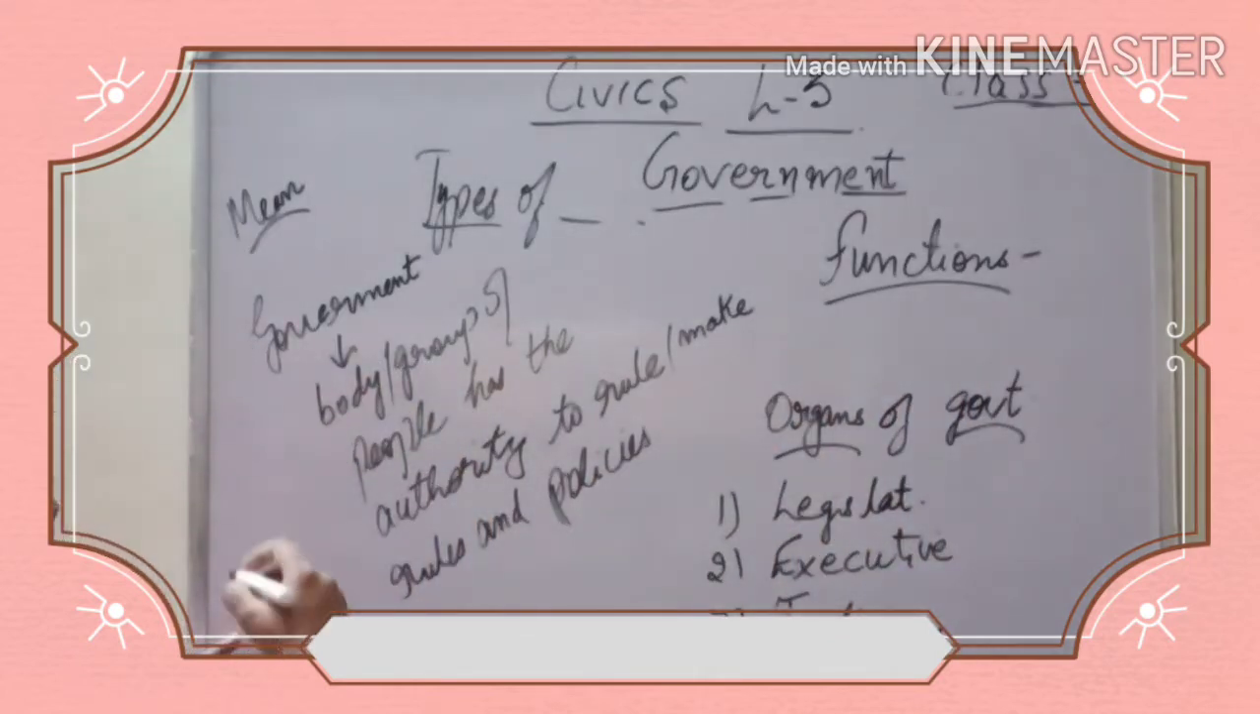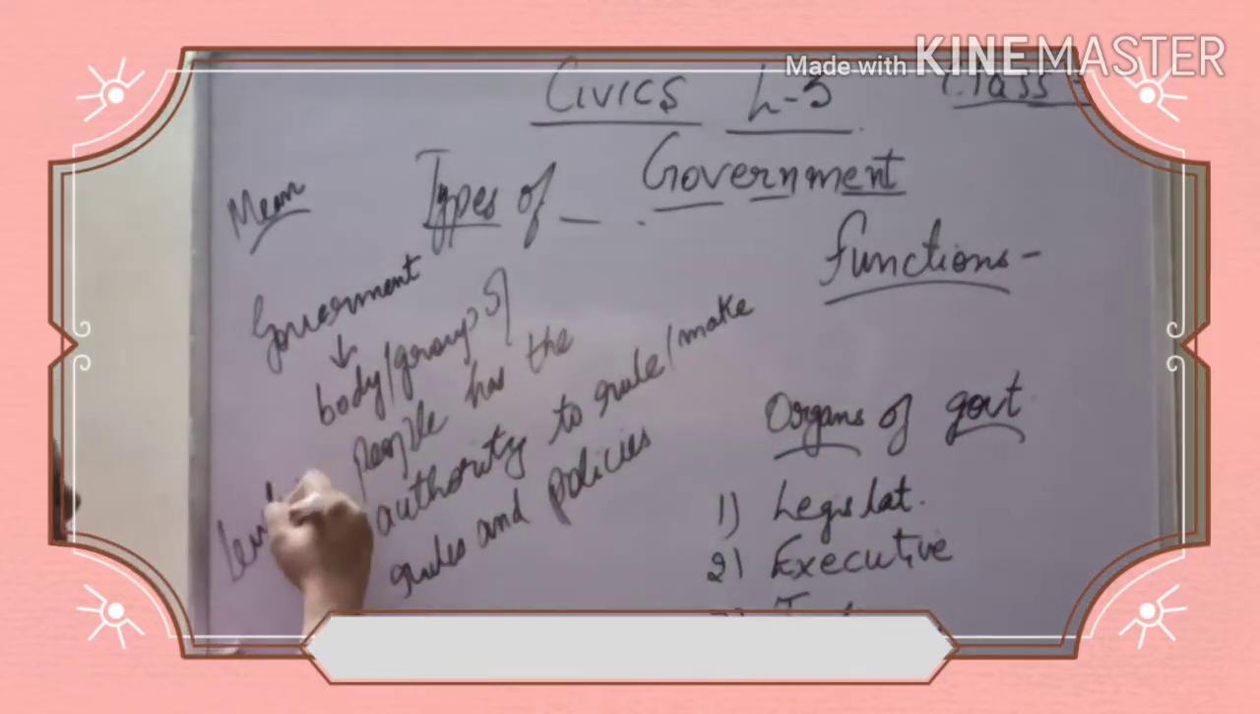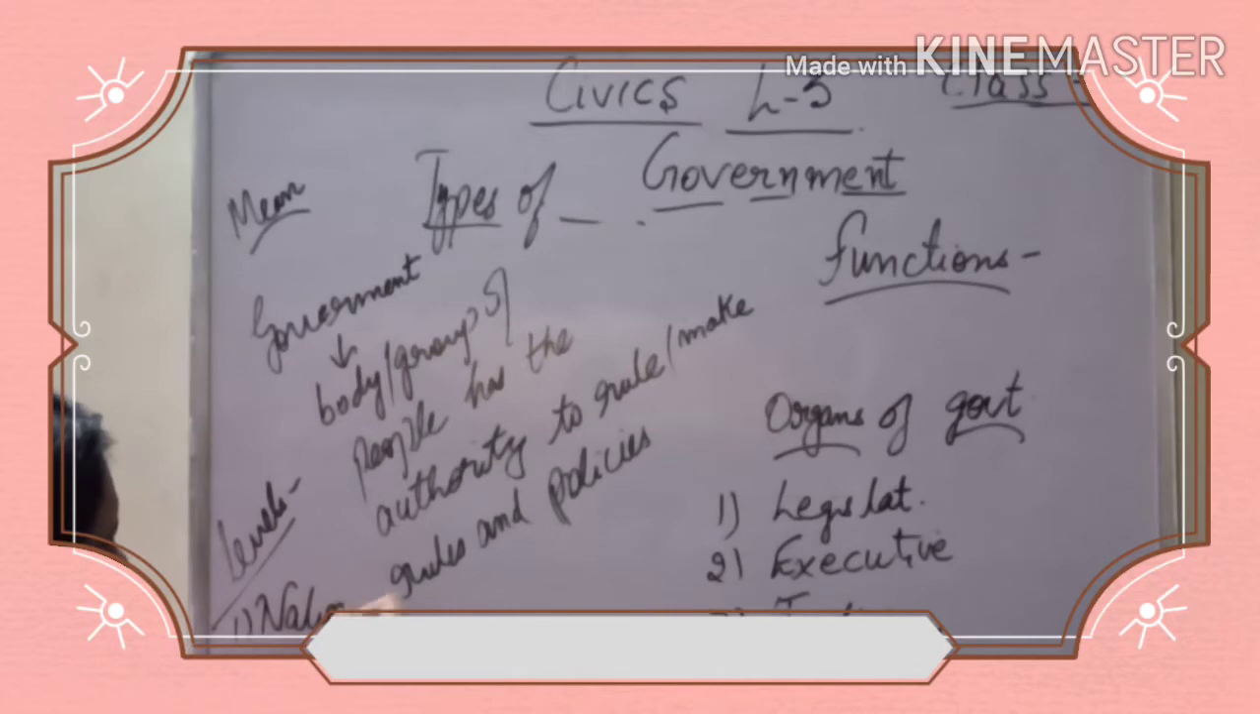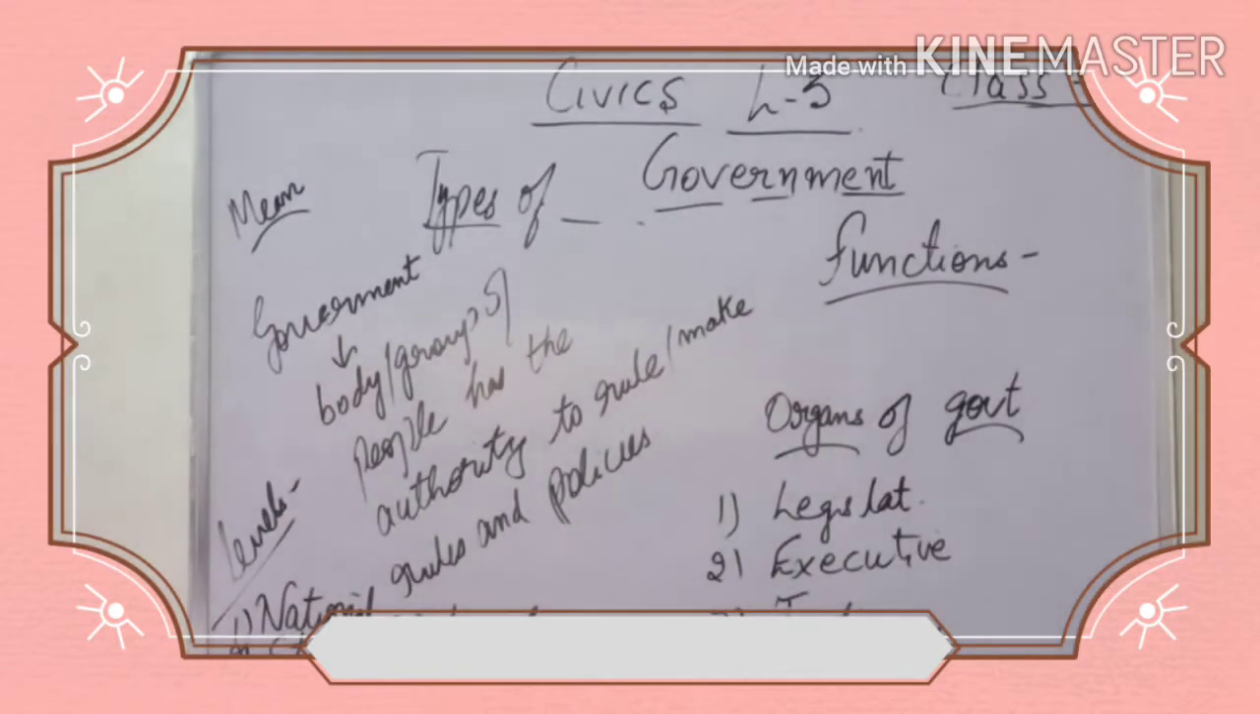Now organs are done, then comes the levels of government. So it is divided into three levels. Number one, we have the national level, since it is a very big country, then you have the state level, and the third one is your local level, the local self-governments, as we have in villages at a smaller level.